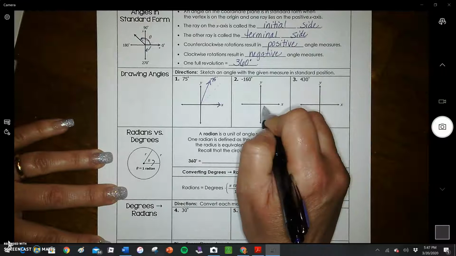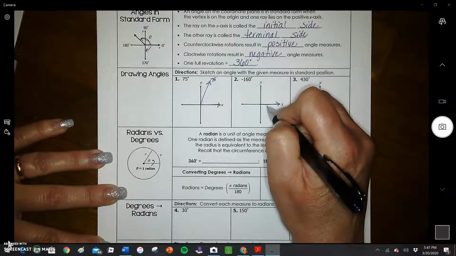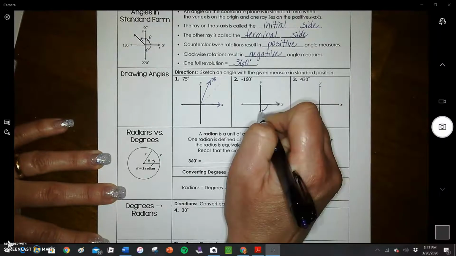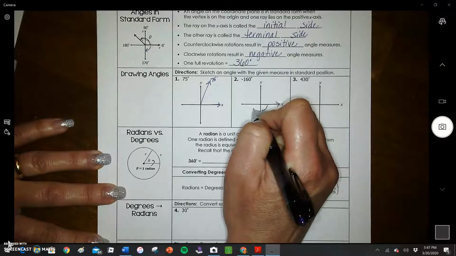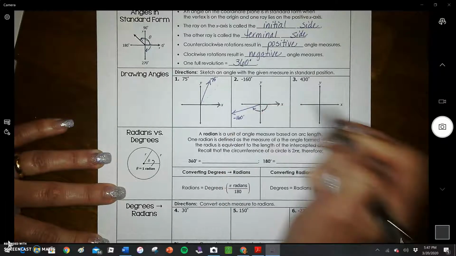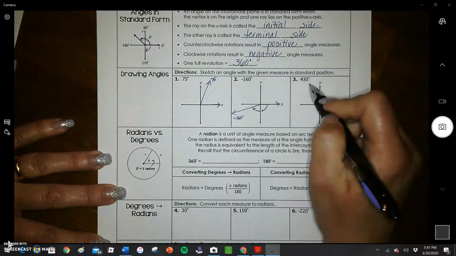Negative 160, so here I'm starting at 0 again. This time it's negative, so I have to go clockwise. And when I get to this line, I'm at negative 90. And when I keep going a little bit, negative 160 is going to be really close to negative 180, or this line over here, okay?